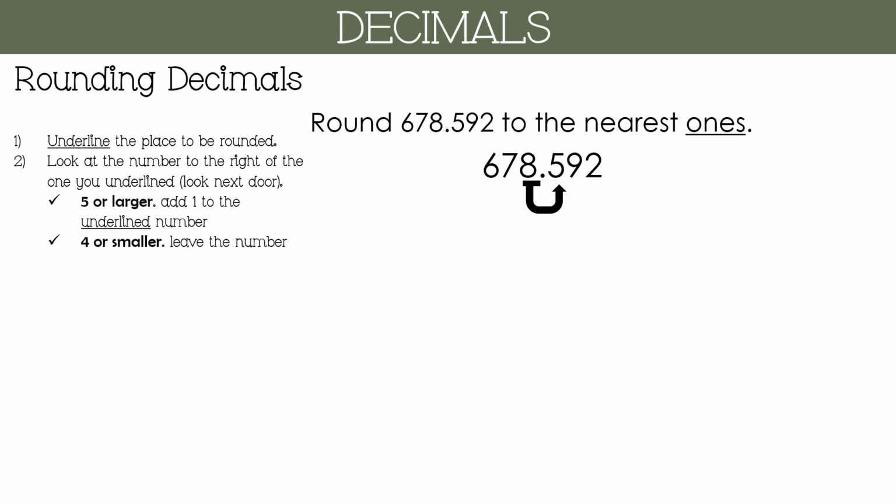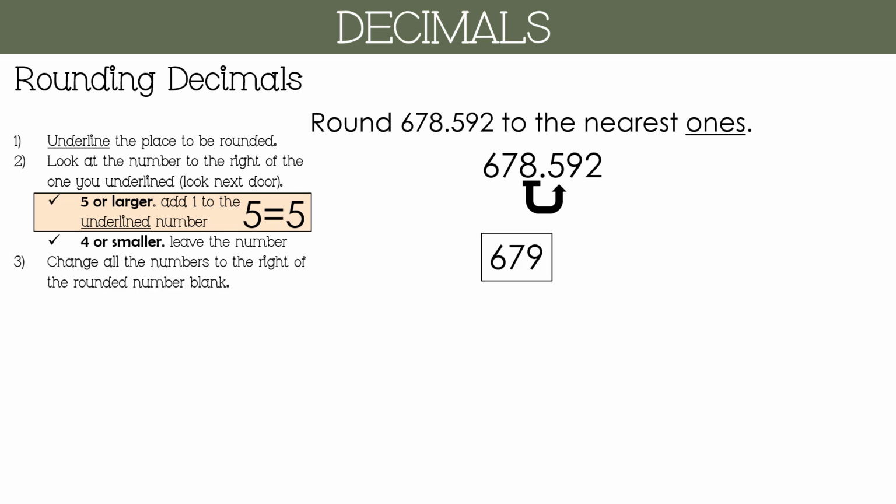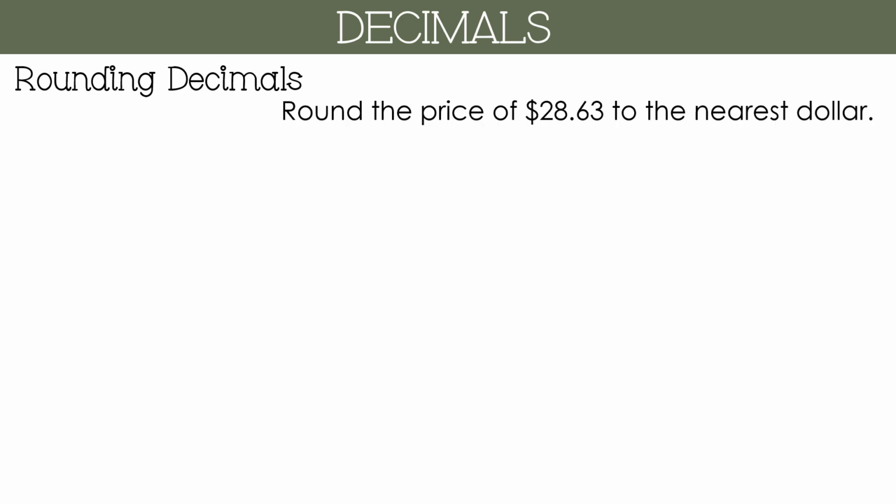We have to decide, is 5 5 or larger, or 4 or smaller? Well, in this case, 5 is 5 or larger. So that means we have to round up the 8 to a 9. You're going to notice that the 6 and 7 stay the same. The 8 gets rounded up, and then everything else just goes blank or goes away. Cool! Think about this one. Pause the video, round the price to the nearest dollar, then press play to check.